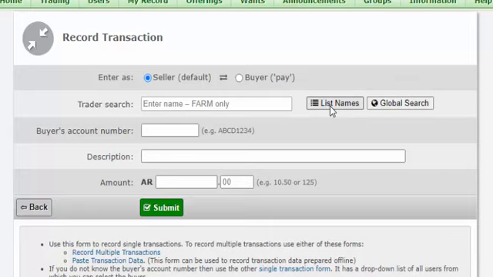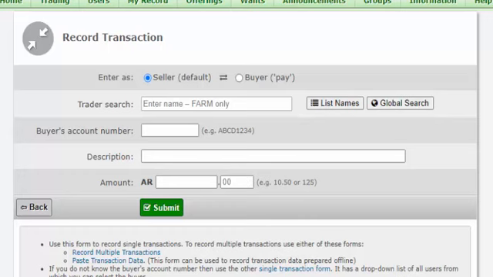Again, for privacy, I'm not going to be showing all of the names of our members. If you know their account number, you could enter it here. Enter a description of exactly what the transaction covers, and then the amount in ARCs. And then click Submit. Automatically, the seller will find that their account has been credited, and the buyer will find that their account has been debited.